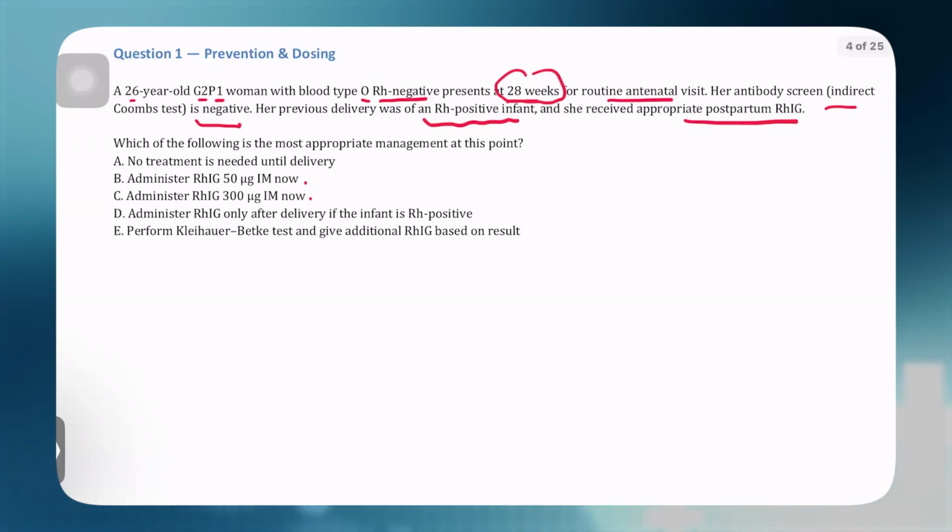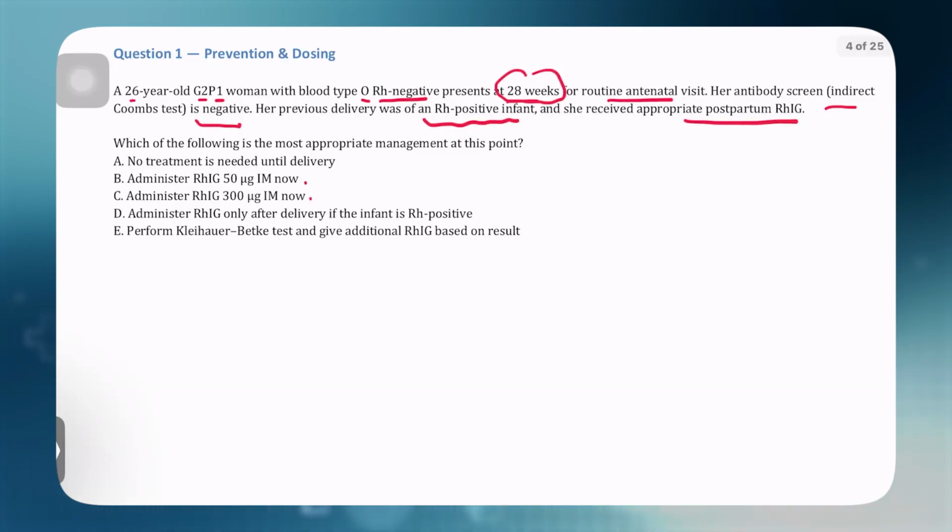So anyone who can suggest an answer here? So we will go with administration of RH immunoglobulin 300 microgram now. At this time, you have to give a full dose of RH immunoglobulin because the mother's indirect Coombs test is negative. That means she doesn't even have antibodies in her body. So you don't want the subsequent pregnancy to get the same insult. Are you getting me? This is protecting this pregnancy and the subsequent.